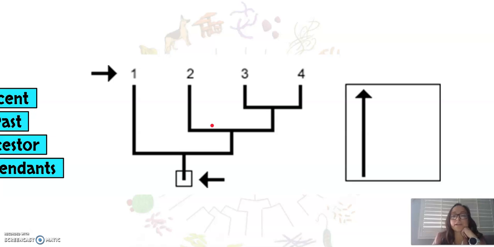So when you look at this here, this box right here represents the common ancestor of 1, 2, 3, and 4. If I were to ask where on this tree is the last time 1 and 3 shared a common ancestor, it would be here. If I asked where's the last time 2 and 3 shared a common ancestor, it would be here. The last time 3 and 4 is here.